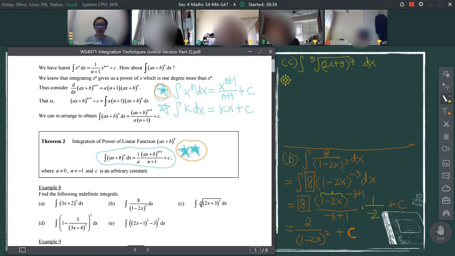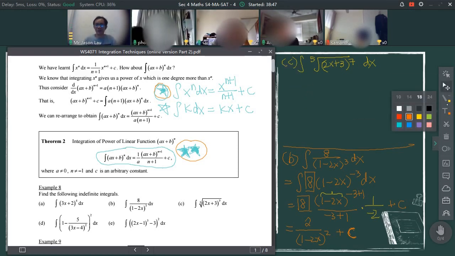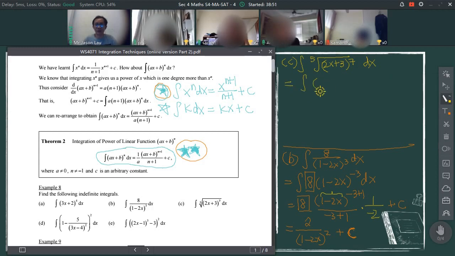After you finish integration, not many topics are left already. I think maybe 1 or 2 at most. So integration is the last big topic you are facing. So no more. Okay, here we have to make it to the index form.